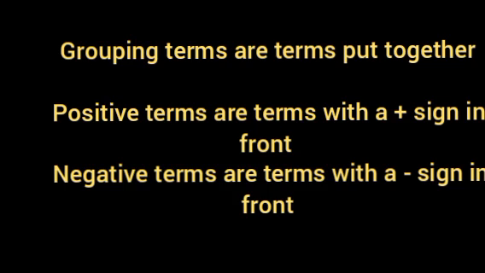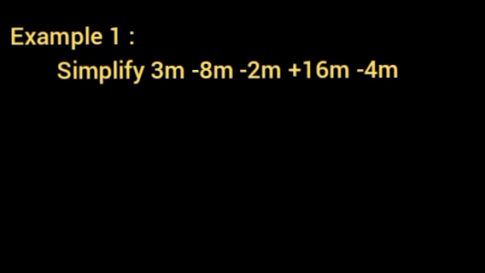Okay, without wasting time, we're going to look into some examples. All right, so we're going to take example 1. Example 1 says simplify 3m minus 8m minus 2m plus 16m minus 4m. I repeat, it says simplify 3m minus 8m minus 2m plus 16m minus 4m.